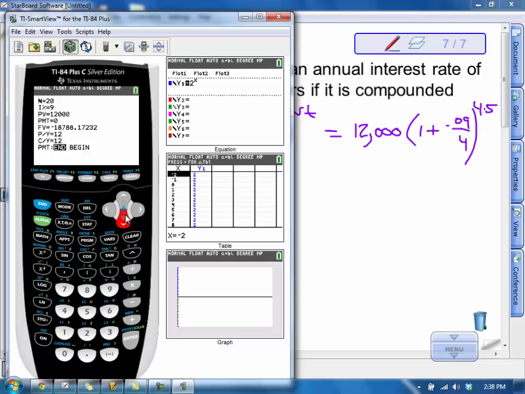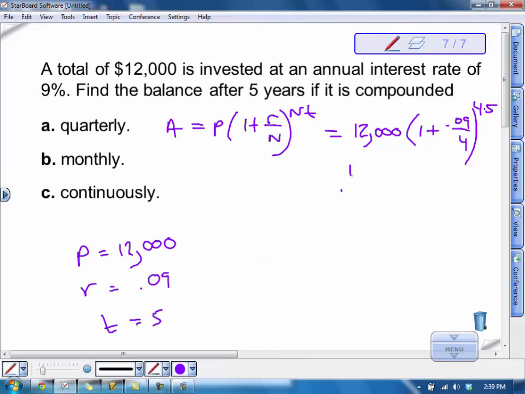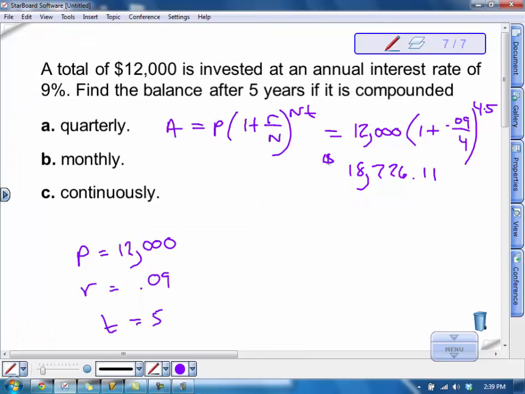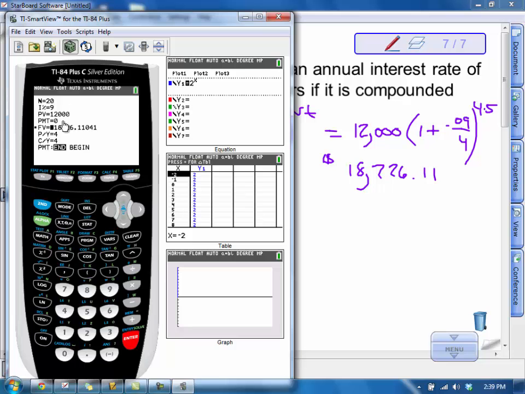The principal value we start with is 12,000. We're not going to make a payment. We're going to compound this 4 times a year. Calculate it 4 times a year. Hit alpha solve on the y equals, and it tells you we make 18,726.11. That's the amount of money that we'll have after we invest $12,000. So you can do this by hand with the calculator, or you can use this app. Either way, you end up with your answer of 18,726.